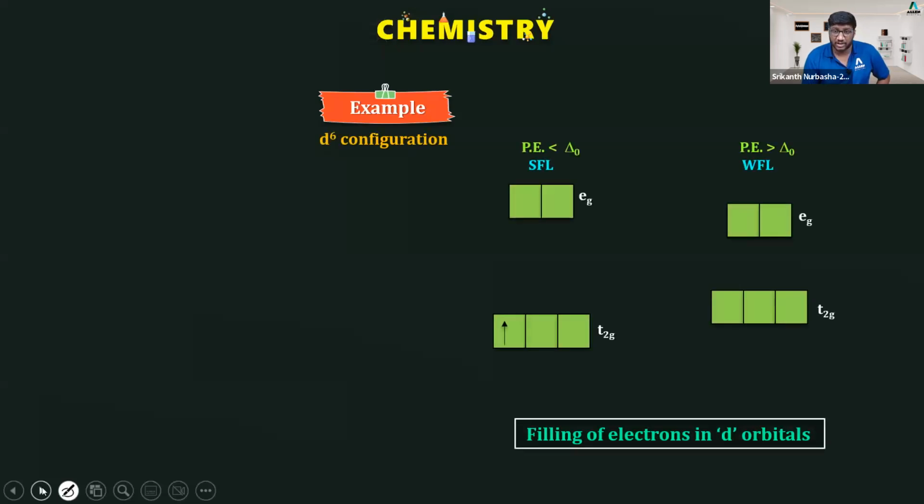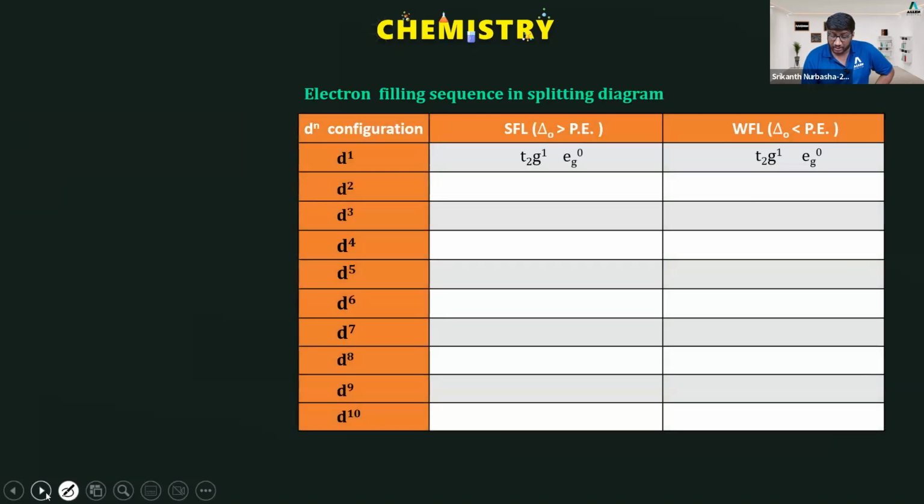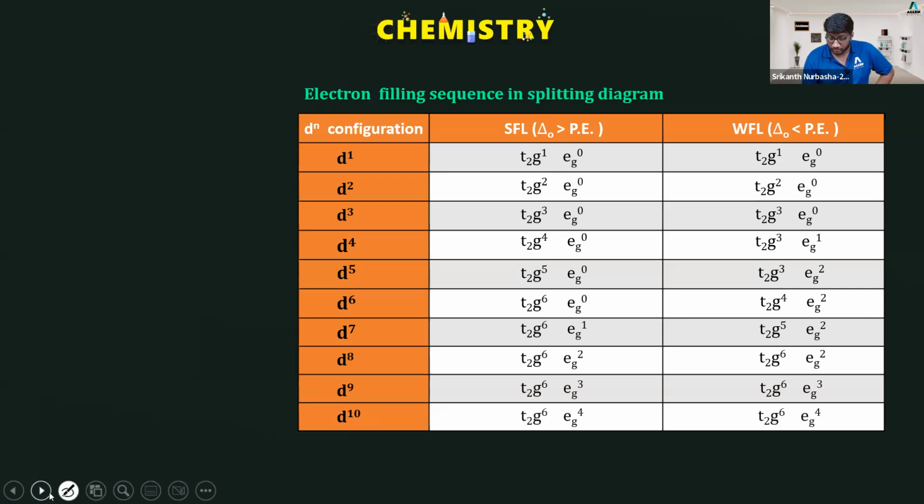Similarly, the d6 configuration, as I have told you, we can write down in the t2g and eg levels, with electrons in the case of strong field ligand and weak field ligand. If you want, you can note down this table, but there is no need to. You can just understand how things are happening. For a dn configuration, strong field ligand means pairing will occur. Weak field ligand means the electron goes into the eg level.